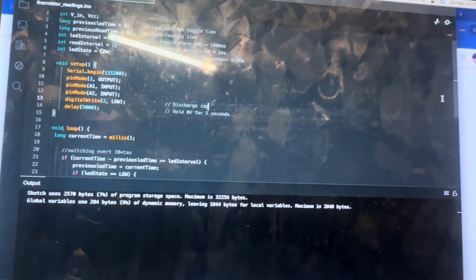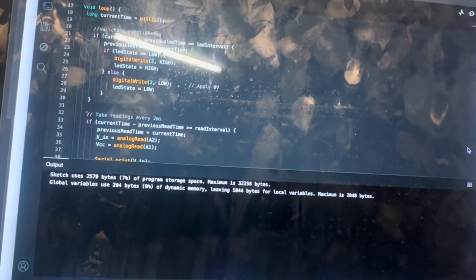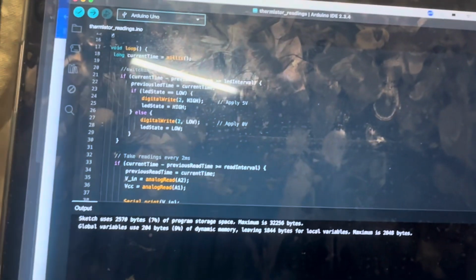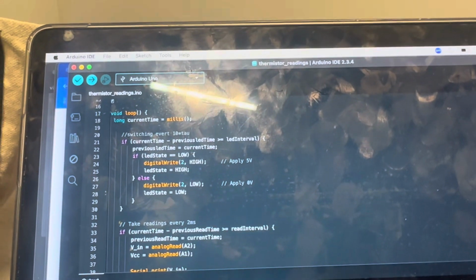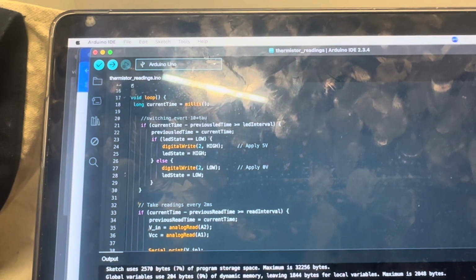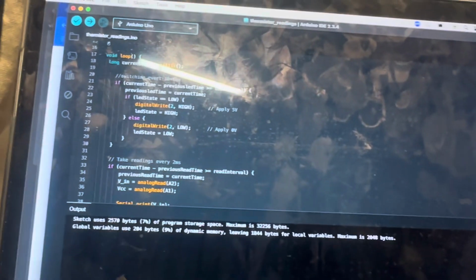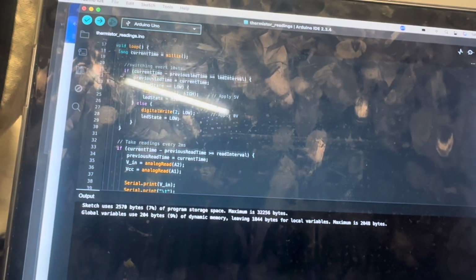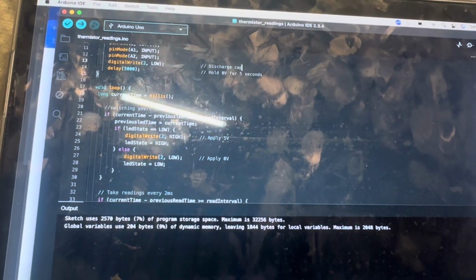So starting off with the timing loop, the current time is read by millis, and once the interval of the current time minus previous time is greater than or equal to the interval, then the time is reassigned, and then the state is toggled on and off, which leads to the capacitor discharging and charging. And then readings are taken every 2 milliseconds here.